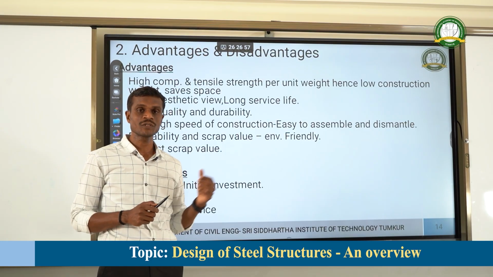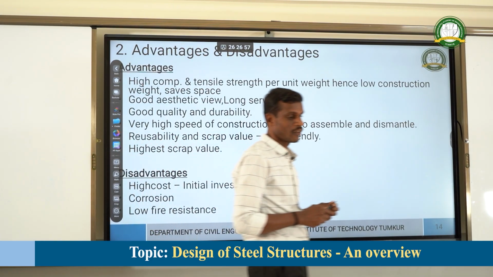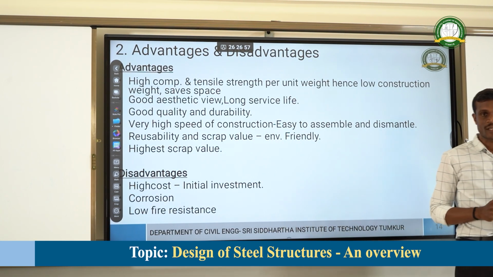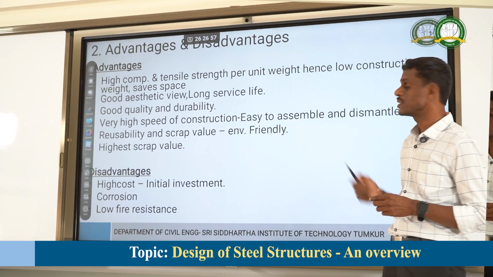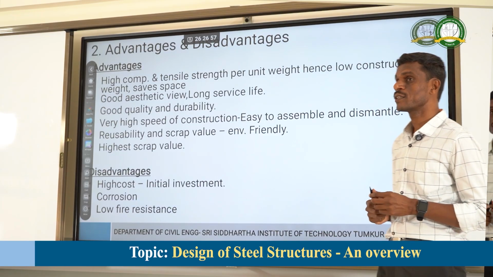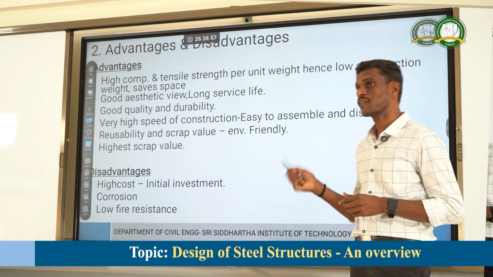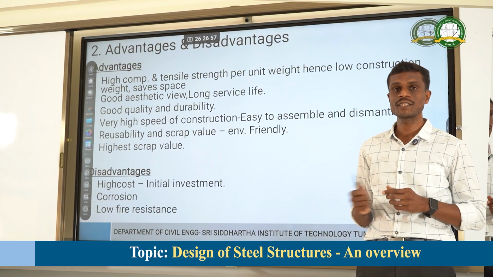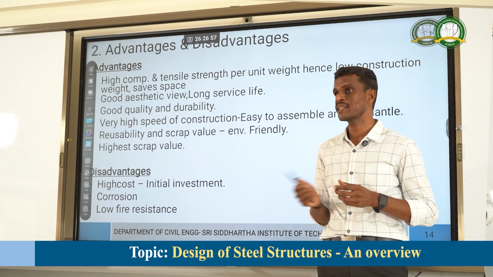So why are we going to use steel structures? It has its own advantages. Steel structures will provide maximum advantages and minimum disadvantages. Coming to the advantages, it has high tensile strength per unit, and its density is also high. Compared to the density, it has a low construction cost compared to RCC structures, and it has a long service life. So it has a higher service life compared to RCC structures. It also has a high scrap value. It also has a good aesthetic view.